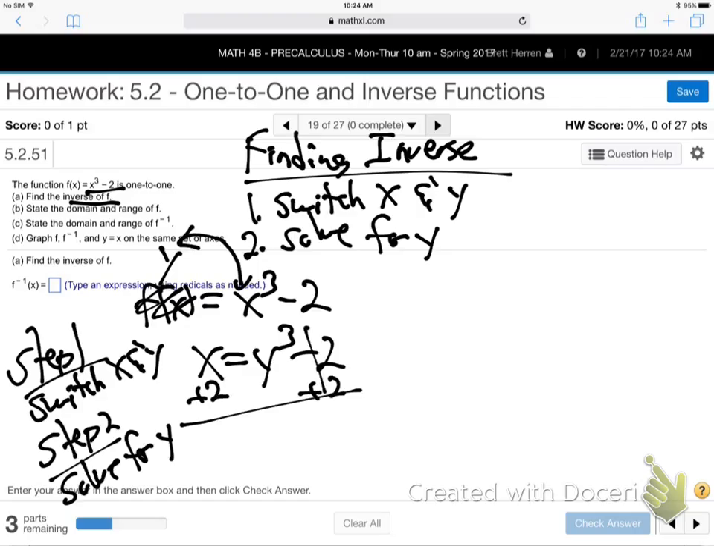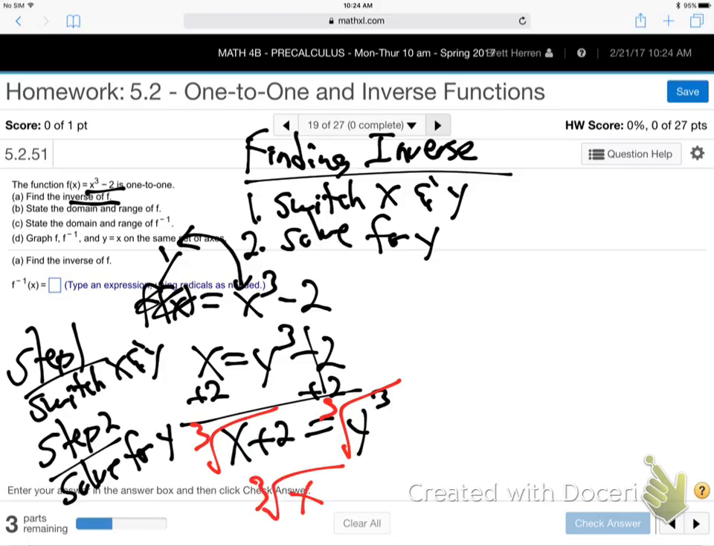Add the 2 to both sides. X plus 2 is y cubed. Then what do you do? Cube root it, right. So the cube root of x plus 2 is y. You know, cube roots cancel the cube. There it is. The inverse function is the cube root of x plus 2. That's the opposite machine. It makes sense, doesn't it? If your original one is third power minus 2, then the opposite is the third root of the thing with 2 added. Exactly the opposite, isn't it?